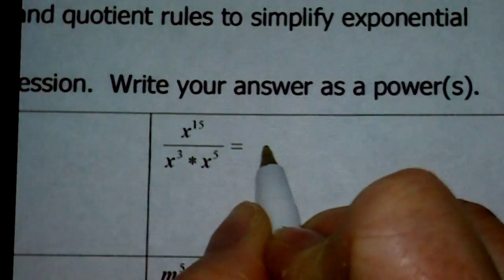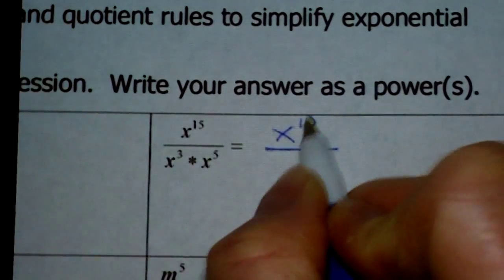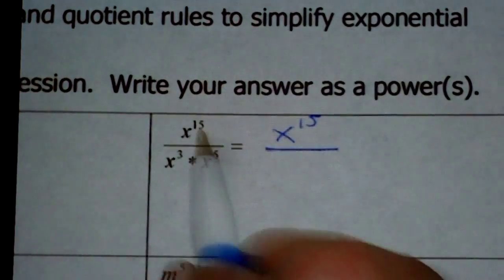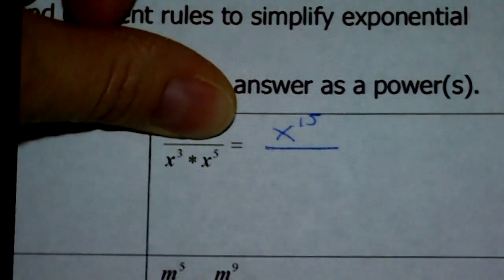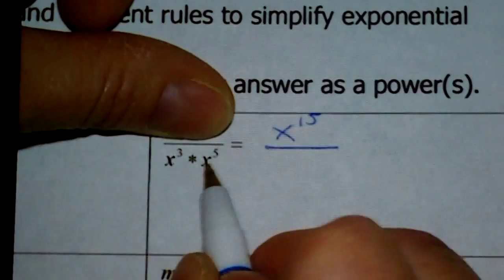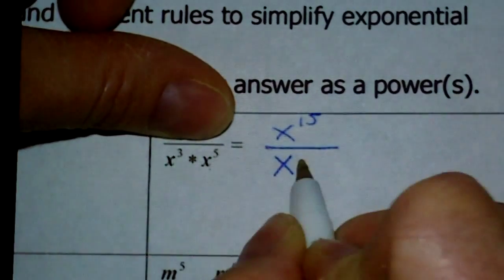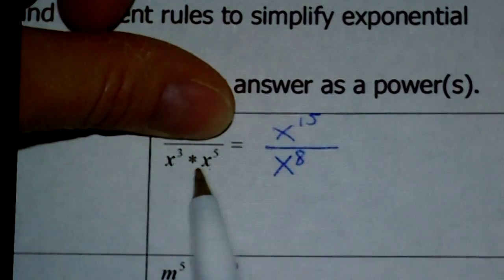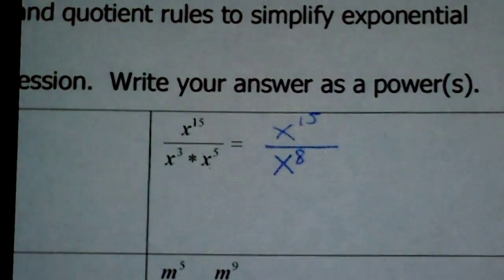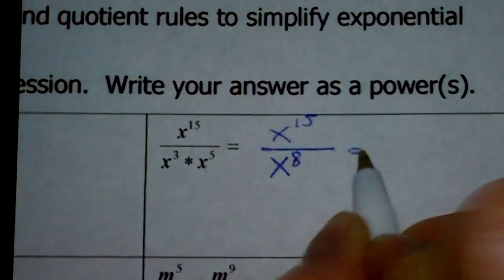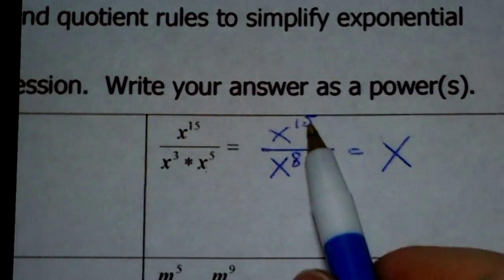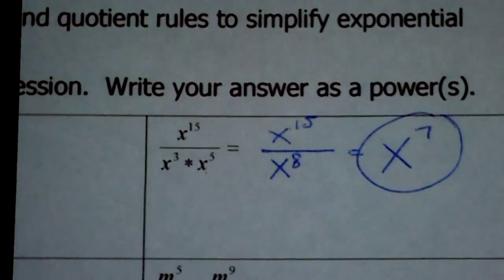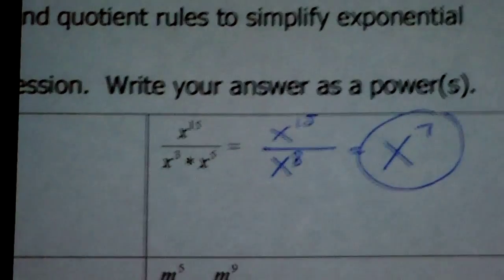Here we go. I have x to the 15th over x to the 3rd times x to the 5th. Again, I highly recommend simplifying the top and simplifying the bottom. So the top, the numerator, is already simplified. If you're looking just at the bottom, this is x to the 3rd times x to the 5th. When you're multiplying the same base, bring over the base, add the exponents. So x to the 3rd times x to the 5th is equivalent to x to the 8th, and now we can go ahead and use those division rules. When you divide the same base, bring over the base, and subtract your exponents. 15 minus 8 is 7. So this would simplify to x to the 7th power.